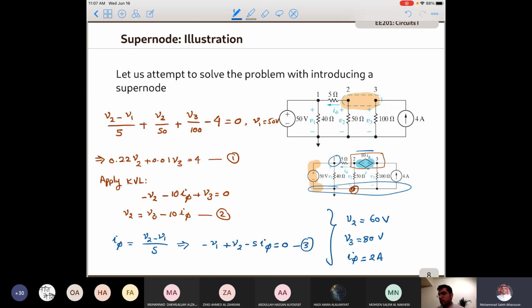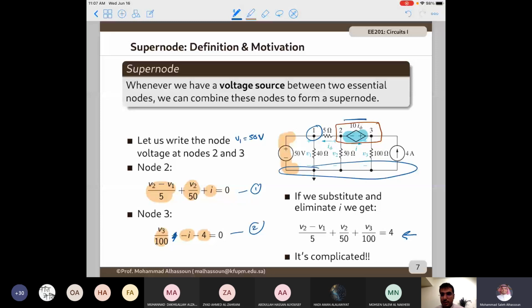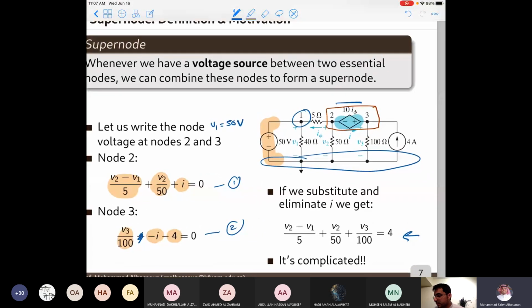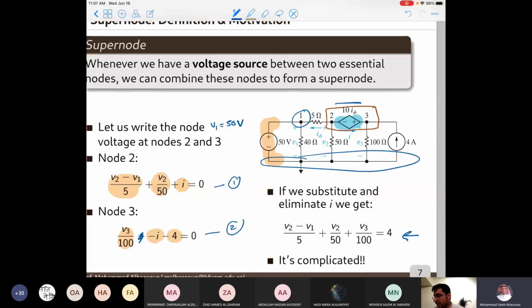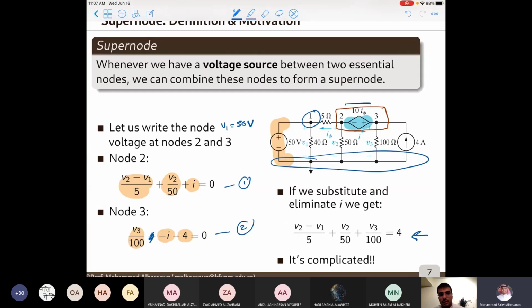So let me summarize what we did. This is a very interesting example because it covers two special cases. We have two voltage sources, and these two voltage sources are connecting two essential nodes. The fact that one of them is connecting one essential node to the ground reduces the number of needed equations. So instead of three equations with three unknowns in general, now it's two equations with two unknowns.